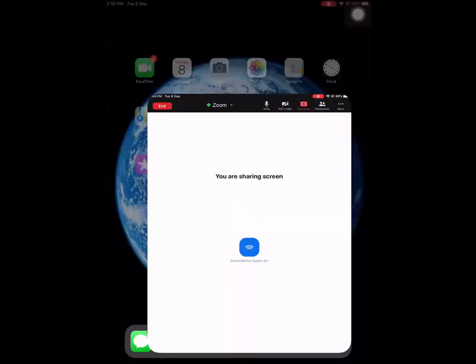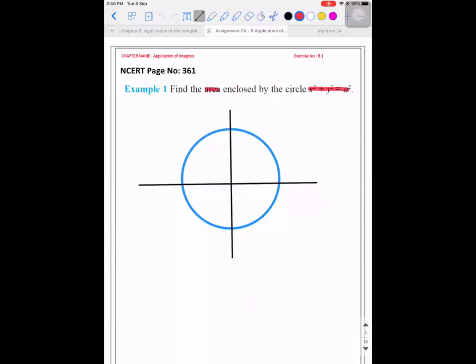So if you read the first example question, find the area enclosed by the circle x square plus y square is equal to a square. So for the circle, where is the center? Origin. So the center is at origin, and a represents what? Radius. That's right. It is the radius of the circle. A comma 0 is one end of the diameter, and minus a comma 0 is the other.